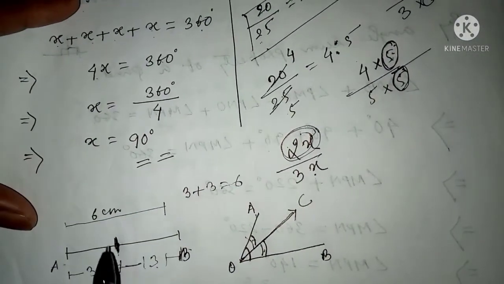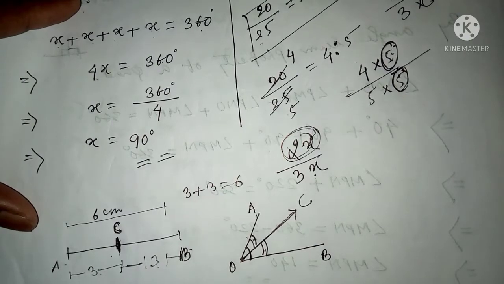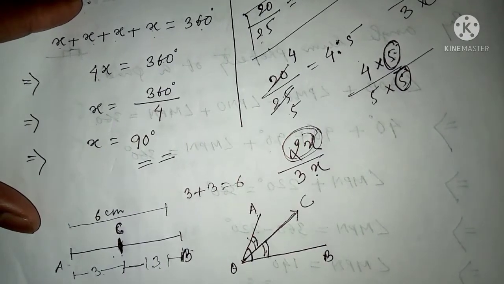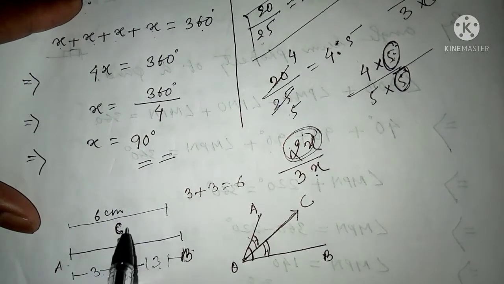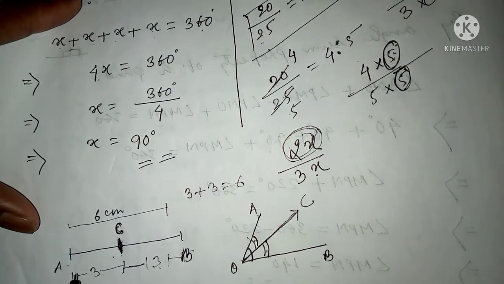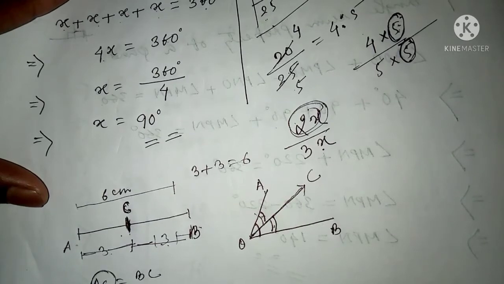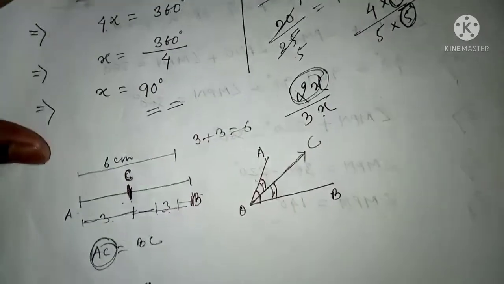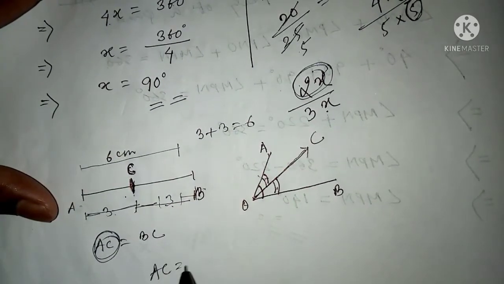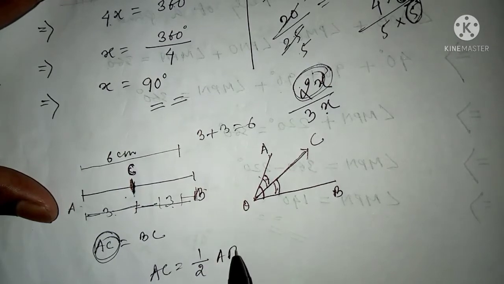If I name this one AC, then can I write AC equal to BC, because this is 3 centimeters and this is also 3 centimeters? That means AC is half of AB, isn't it? So can I say AC equals half of AB?